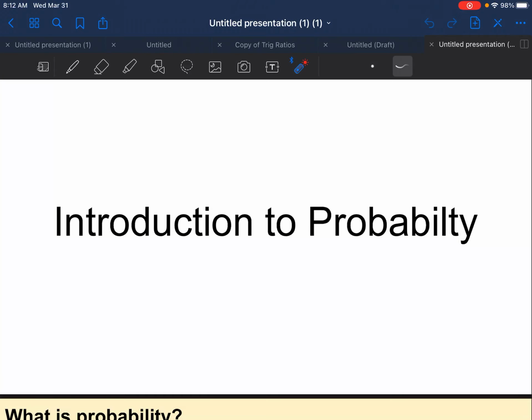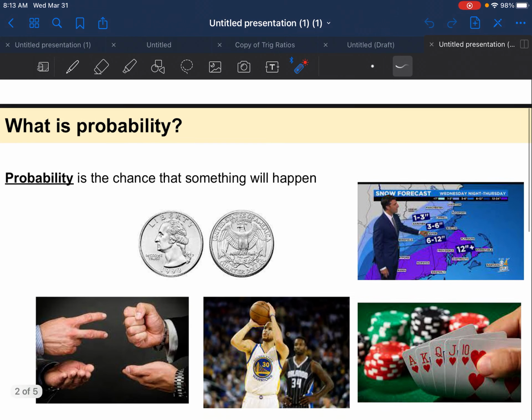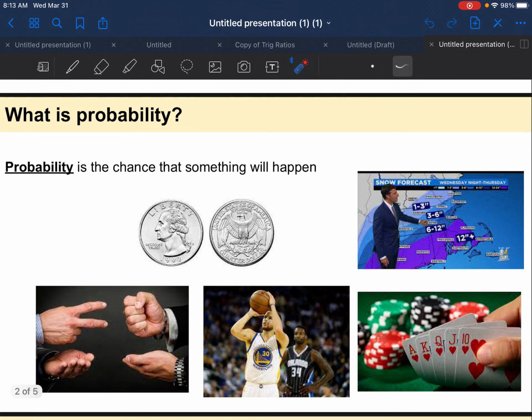Today we're going to review the basic rules of probability. So what is probability and where have you probably heard it before? Probability is just the chance that something will happen. And probability is all around us and we use it all the time.